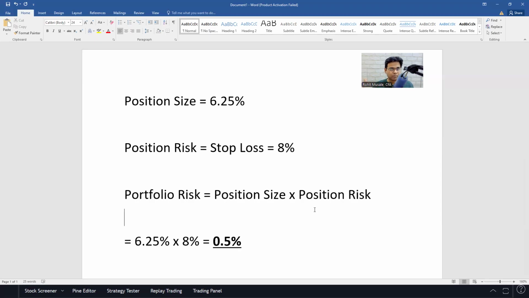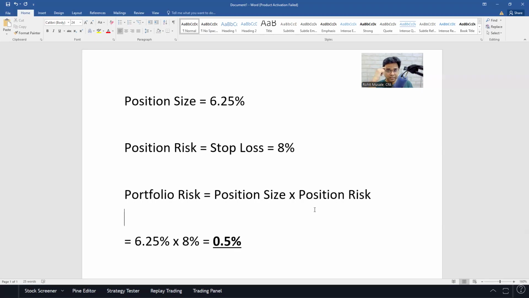Like what happened in Zomato recently. You can check the video that I made on Monday: Why did I sell Zomato? It gapped down, but it did not lead to a loss. It actually led to a gain, but you can check that video later. But you understand what I'm saying?